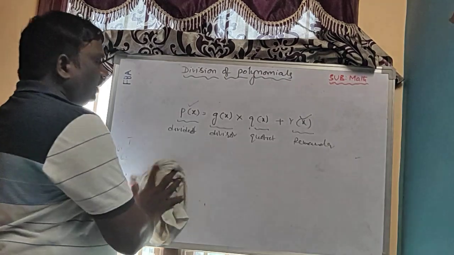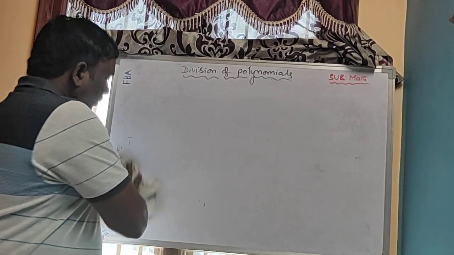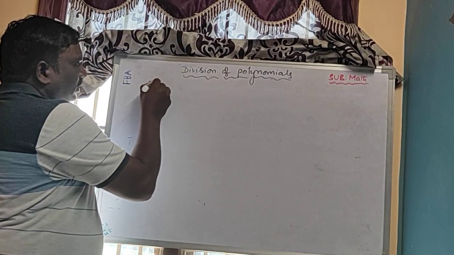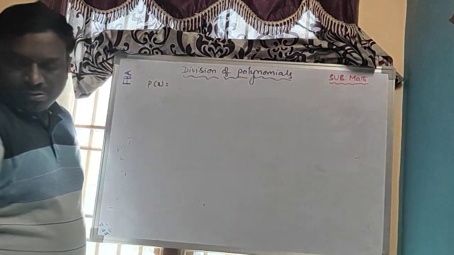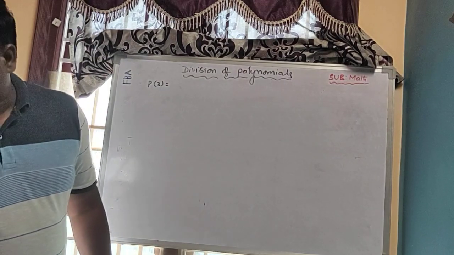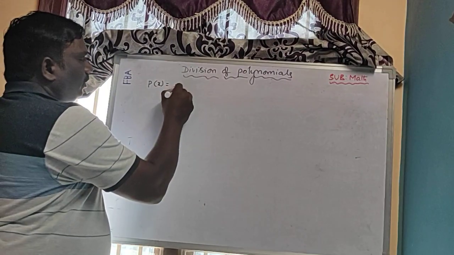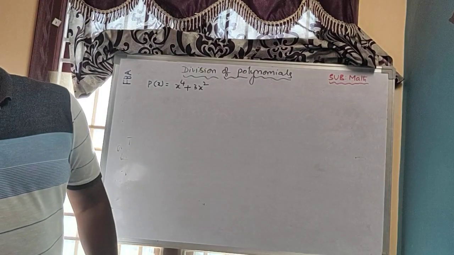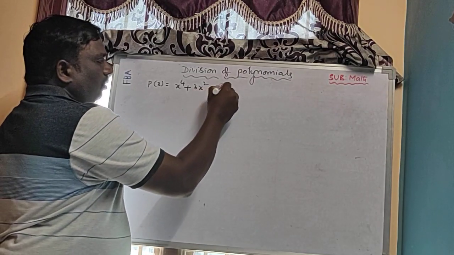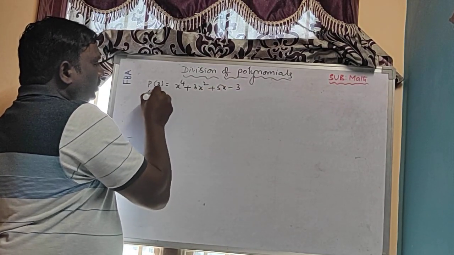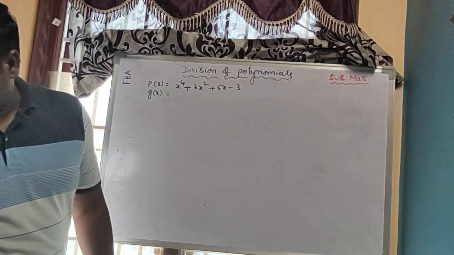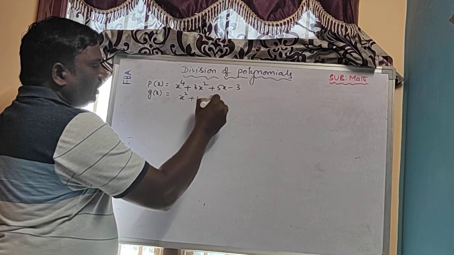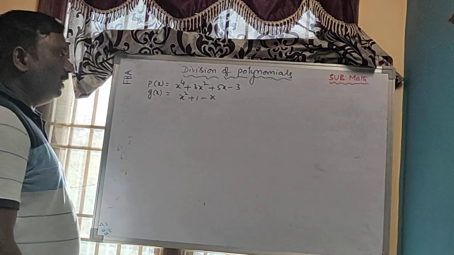So let us take an example question from the textbook. For the first model, they give p of x equal to x power 4 plus 3x square plus 5x minus 3, and g of x equal to x square plus 1 minus x.